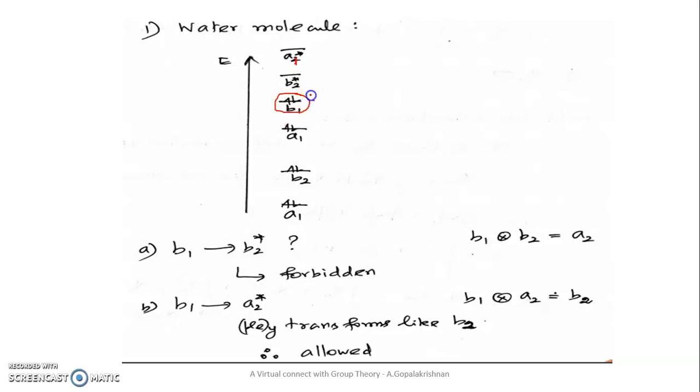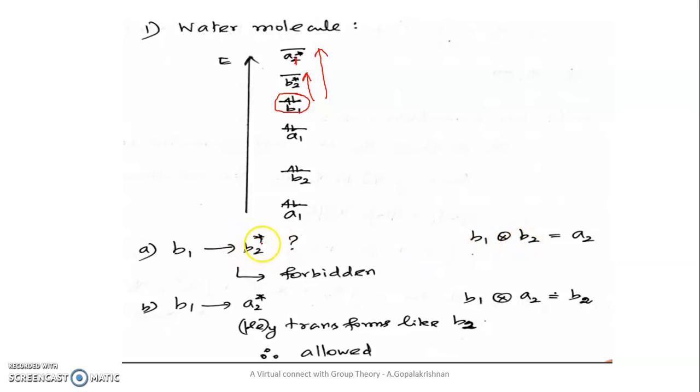So there are many transitions possible. B1 to B2 star, B1 to A2 star, then A1 to B2 star. Many transitions are possible. Now how to analyze which transition is allowed, which transitions are forbidden? Listen. First I'll take this one, B1 to B2 transition. Correct? This is filled orbital, this is empty orbital. So whether this transition is possible or not. So B1 to B2. Listen, what you have to do, multiply the characters of these two. B1 direct product of B2.